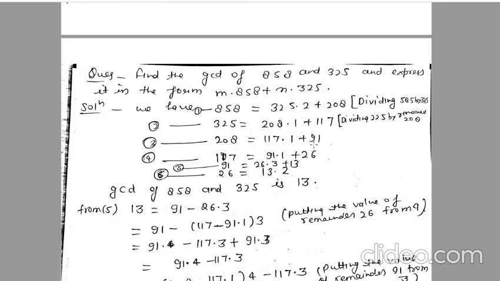Now you write 117 in terms of 91. So 91 divides 117 one time and remainder will be 26, right? Now again 26 divides 91 three times and remainder will be 13. Now choose 26, then 13 divides 26 two times and remainder will be 0. So the second last equation has remainder 13, so the GCD of 858 and 325 will be 13.